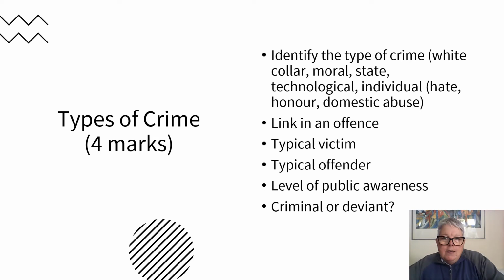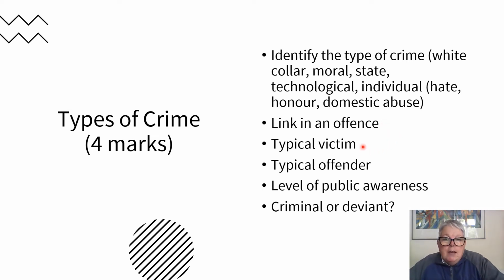You're going to have to identify a number of types of crime. So you might read through the story and you think, hang on a minute, there's an example of moral crime. So the first thing you're going to do is write out, for example, moral crime. The next thing you need to do is then link that to an offence. So for example, an offence which is an example of moral crime is underage drinking. So you write, well, an offence is underage drinking.